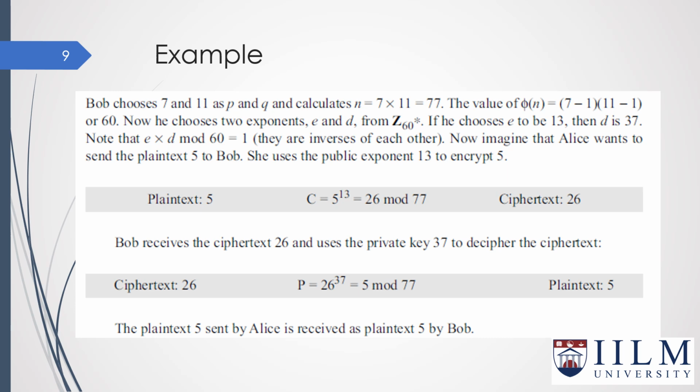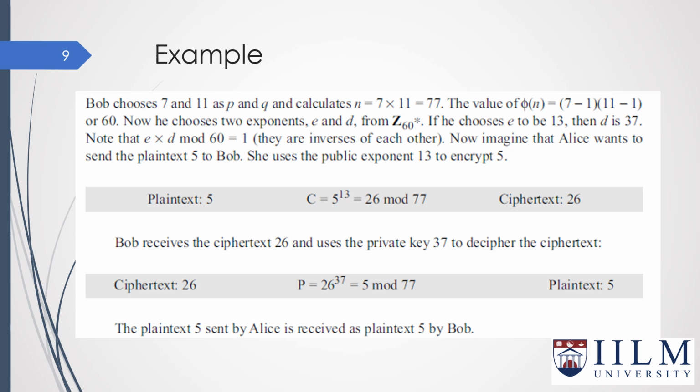Bob chooses 7 and 11 as P and Q and calculates N equal to 7 into 11, that is 77. Bob has chosen two prime numbers, 7 and 11. Then as per the formula, P into Q should be there, so 7 into 11 is 77. Then the value phi of n is 7 minus 1 and 11 minus 1. So 7 minus 1 is 6, 11 minus 1 is 10. 10 into 6 is 60.